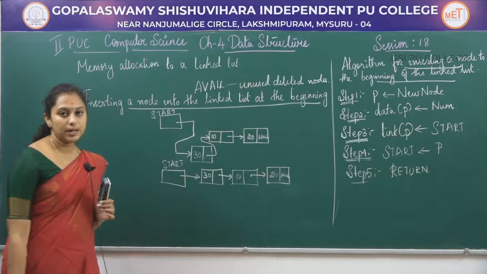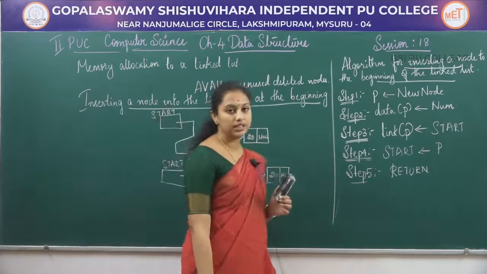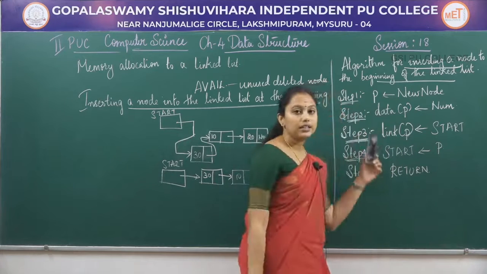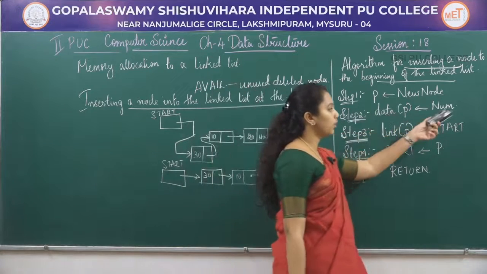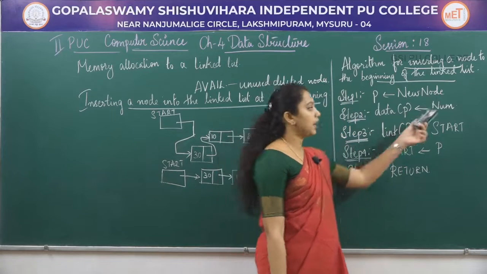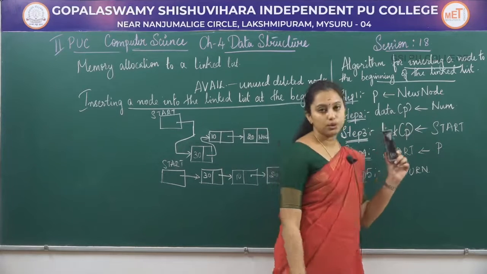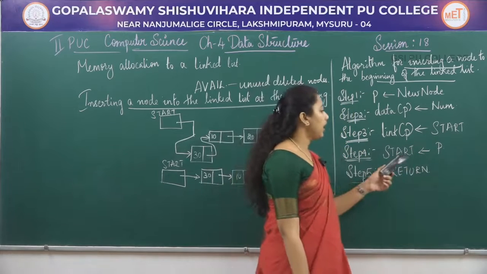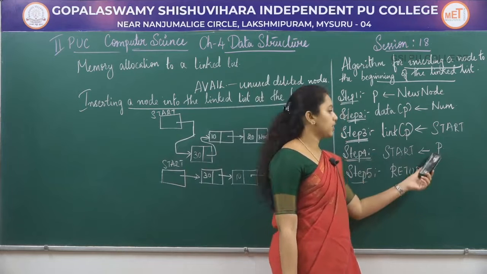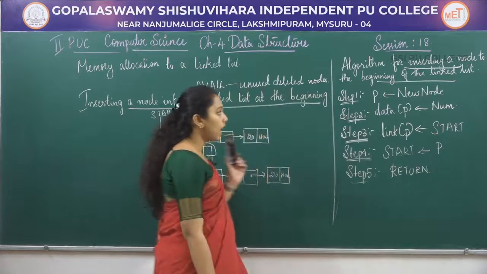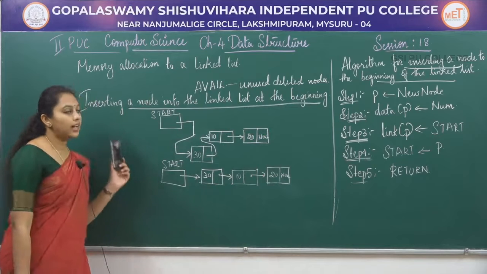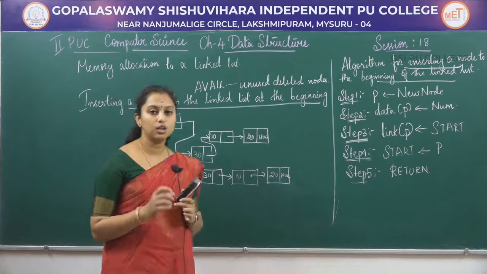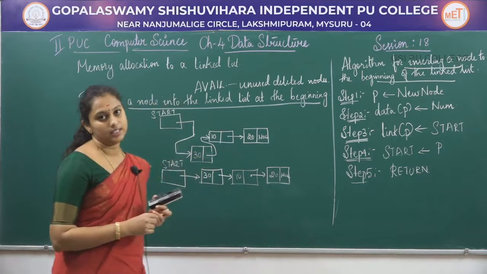So what is the first step while inserting a node at the beginning of the linked list? First, we have to create a new node called P. In the data part of the new node, we are going to insert an item, that is a number. In the link part, we are linking the new node to the start pointer, and the start pointer contains the address of the first node. So this is how we are going to insert a node at the beginning of the linked list. Now let's see how to insert a node at the end of the linked list.